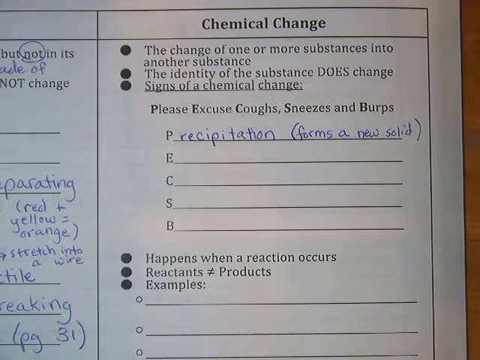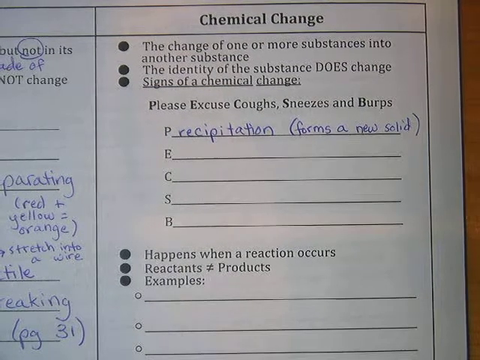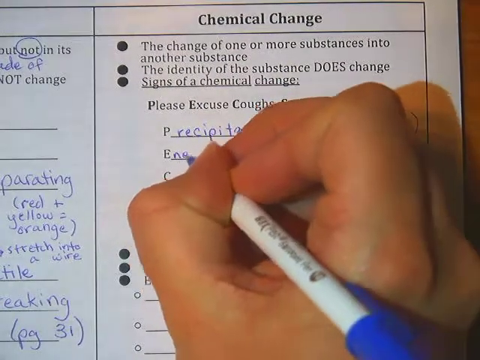So like I could mix together two liquids with each other and suddenly there's a solid. That's precipitation. That's what happened when you mixed together the milk and Red Bull. This is a new vocabulary word that you need to know what it means. Precipitation, that means you form a new solid. The E stands for an energy change.